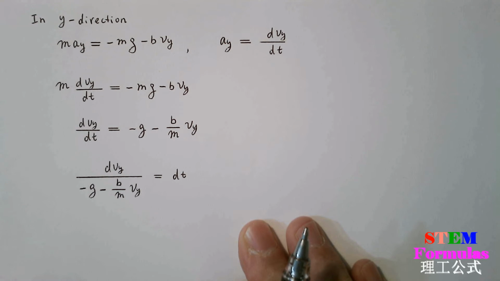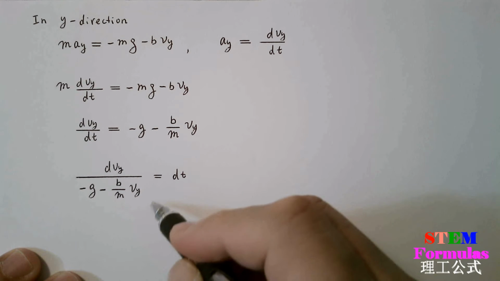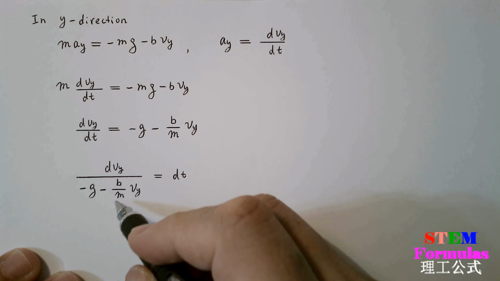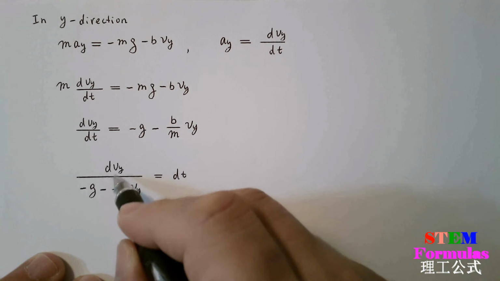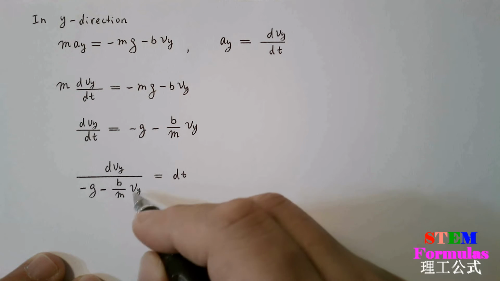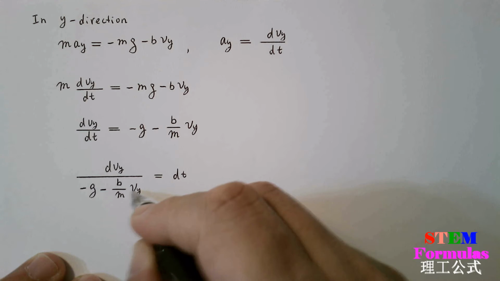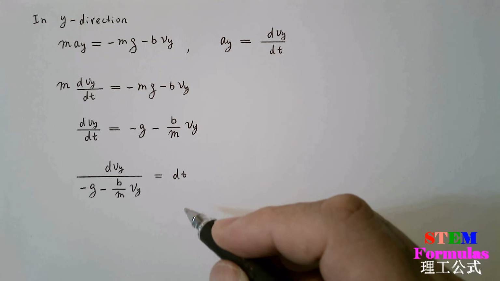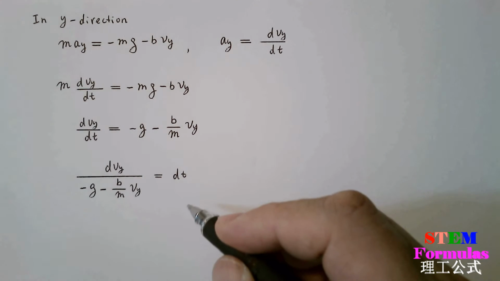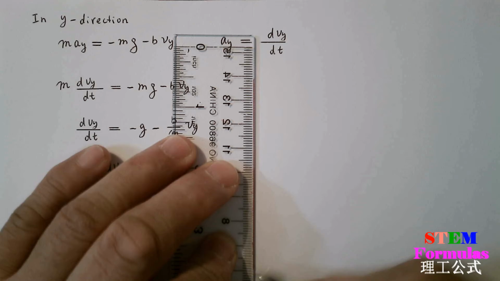And at this point we want to integrate both sides. However, the bottom here has vy plus a constant. So we use the following trick.